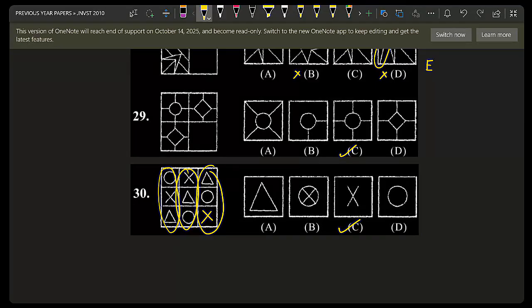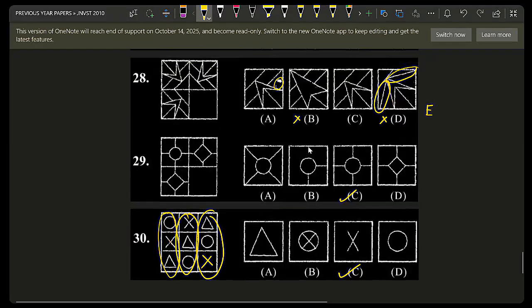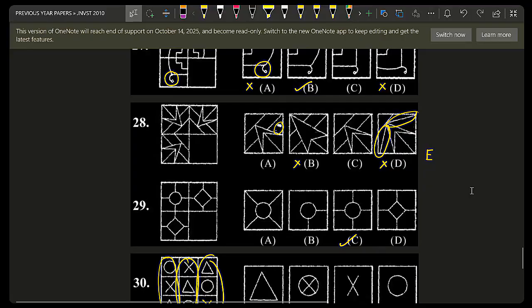Adit, your doubt? Sir, I did not understand question 28. Yeah, 28. Both A and C are correct, because more than one answer is correct, we kept E.